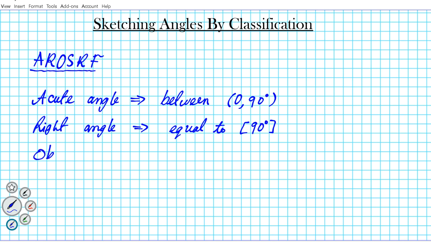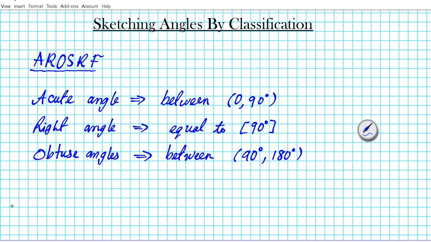And then next, the O in ArrowSurf stands for obtuse angle. What are obtuse angles? Obtuse angles are angles that are between 90 degrees and 180 degrees. These are in quadrant 2 of an angle in standard position. And then we have straight angles. A straight angle is basically 2 right angles.